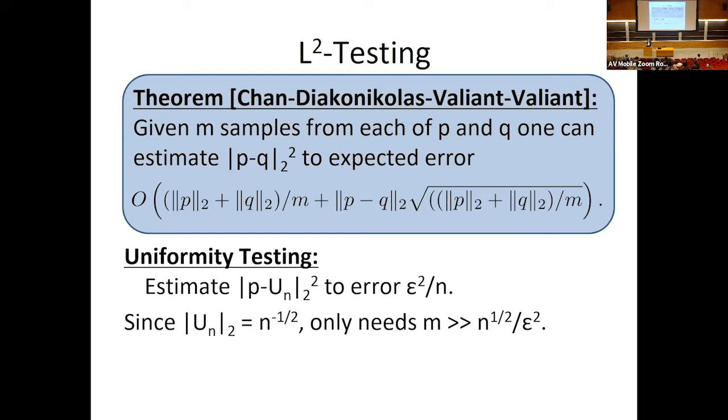Now, the L2 norm of the uniform distribution is not too big. It's only 1 in square root n. So if you plug all of this into the sample complexity bounds up here, you find out that you need m to be about square root n over epsilon squared in order for this to work. And this is actually known to be optimal. In fact, Paninski came up with a tester with the same sample complexity back in 2003. And so this works. So that's what happens if you want to test for uniformity.